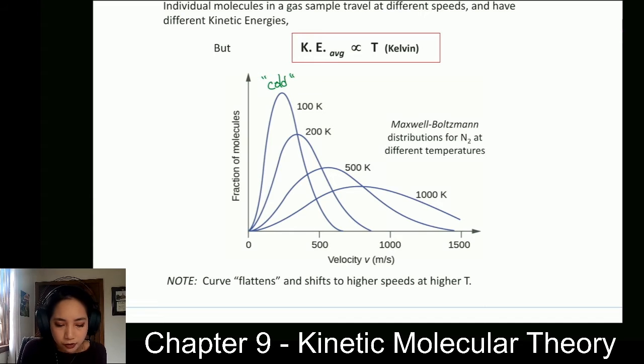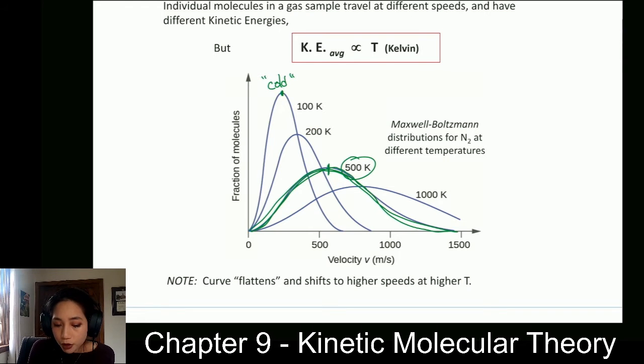So if we look at this 500 Kelvin distribution, we see how the most probable speed is different at 500 Kelvin than it is at 100 Kelvin. Obviously, these speeds are different. And so the most probable speed, which is the top of the curve, is much, much higher than it is at a colder temperature like 100 Kelvin.